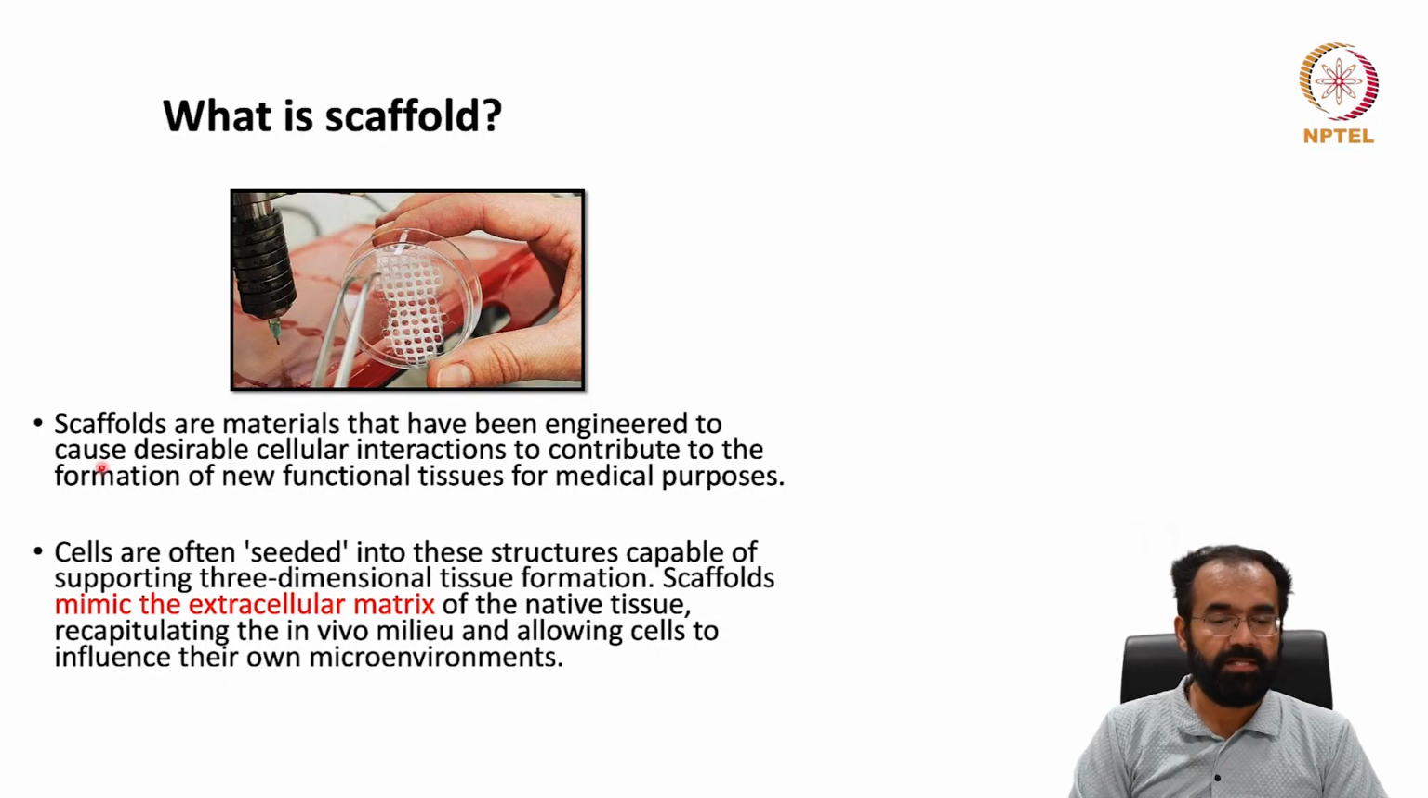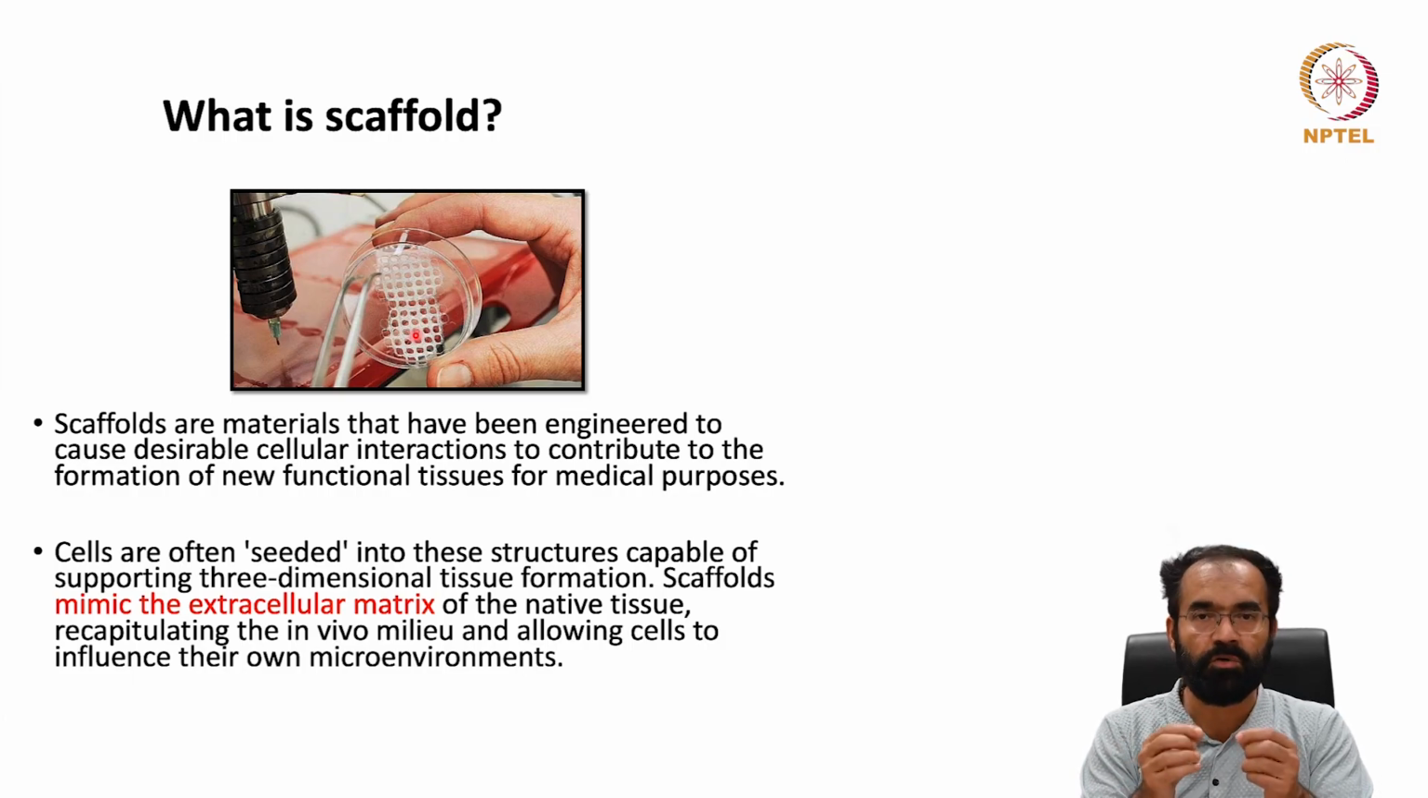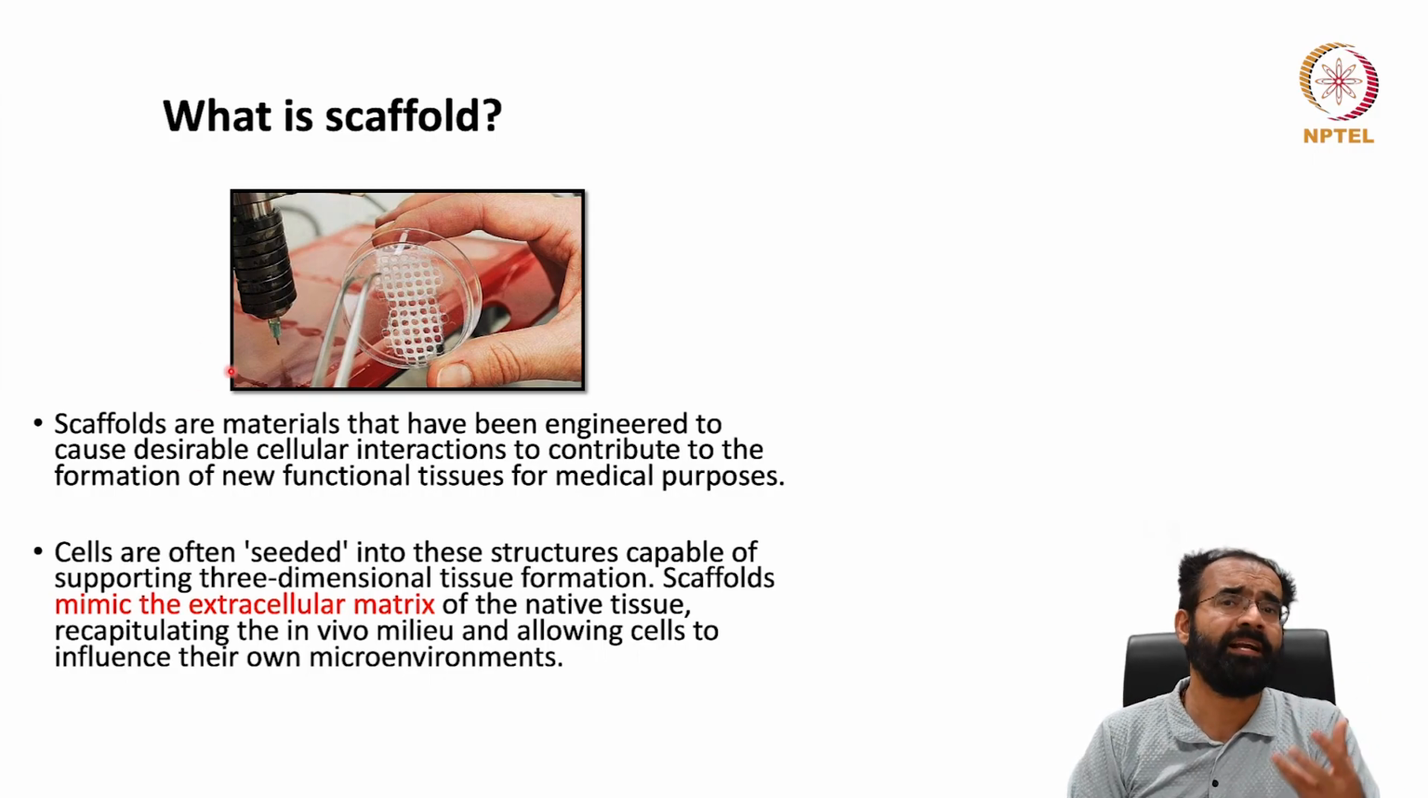What is a scaffold? Scaffolds are materials that have been engineered to cause desirable cellular interactions to contribute to the formation of new functional tissues for medical purposes. So this is the definition of a scaffold. As you can see in this picture, don't think there are big holes, but this white part you are seeing has a very microscopic, ultrastructural level structure. You can imagine something like cotton candy. Everybody would have seen cotton candy. What is the shape of cotton candy? If you look closely, it is a meshwork. Something like that. Even cotton candy itself has been used as a scaffold by some people.